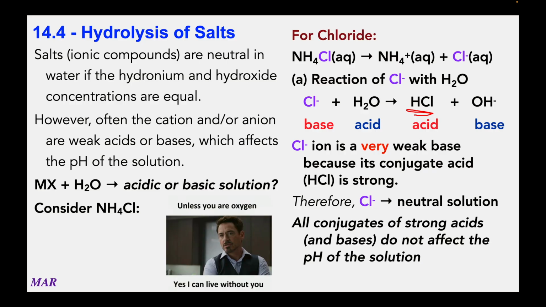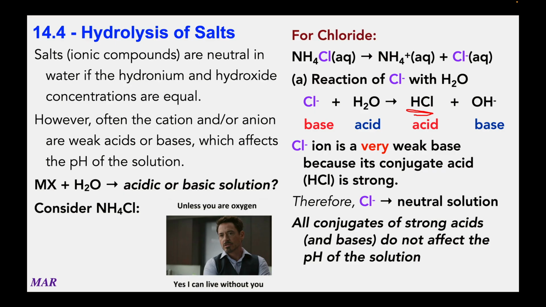All conjugates of strong acids and bases do not affect the pH of the solution. And this is also another reason why knowing that crazy list of strong acids and strong bases is really important, because the conjugates of the acids, chloride, bromide, iodide, nitrate, and perchlorate, as well as the conjugates of the strong bases, sodium, potassium, and lithium ion, all of those do not affect the pH of the solution.